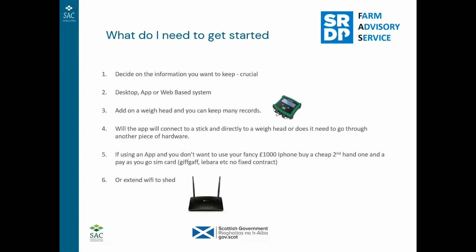Once you've worked that one out, decide what system suits you best. Have you got a good mobile signal? How good's your broadband? That can all make the difference as to what you actually go for. If you're using an app, can you very simply take a stick, take a weigh head, and go out into the race or crush, read a tag, get its weight, and it goes straight onto the app? Or do you have to go through a piece of third-party hardware like a Scion handheld or something like that?